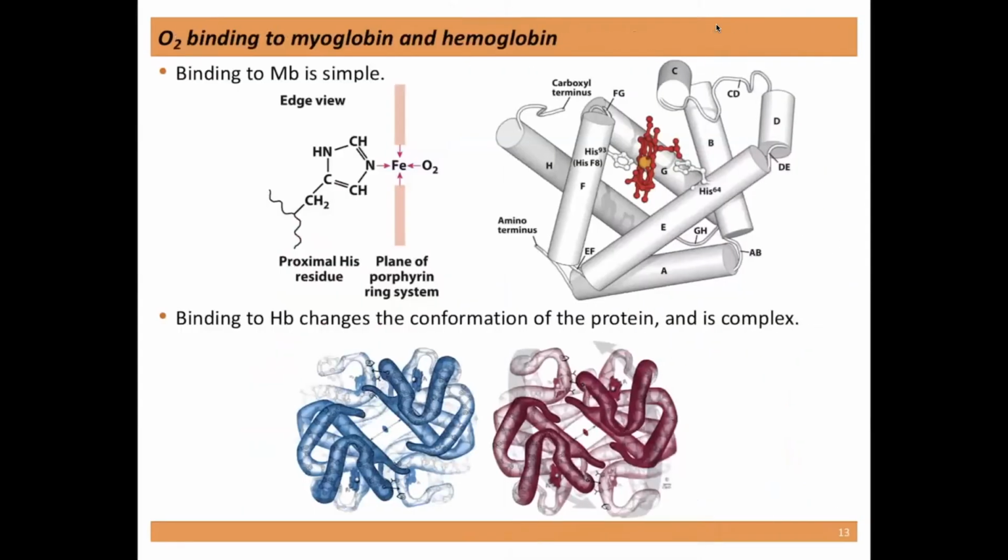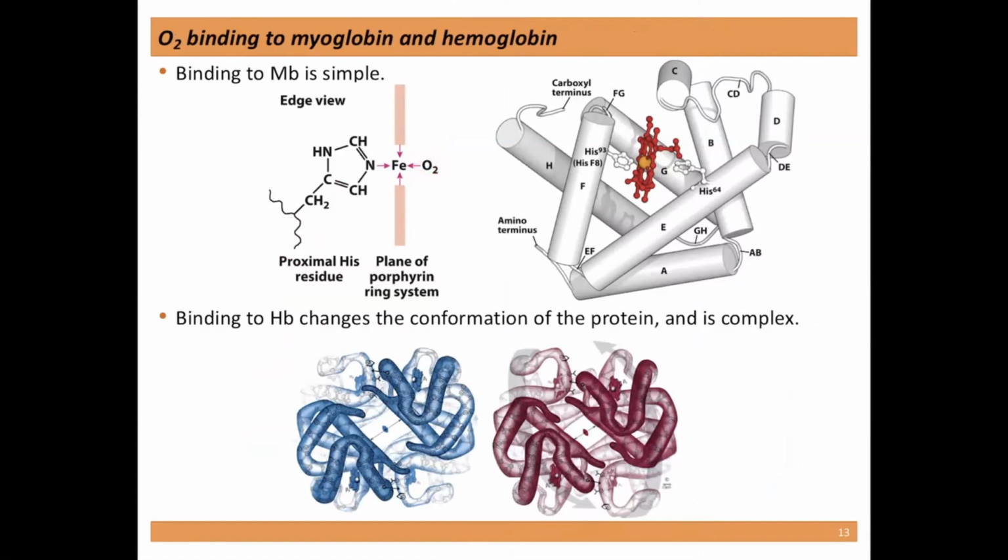Okay, so let's get back into hemoglobin and myoglobin. And how does it bind oxygen? So like I mentioned, you've got this heme group, and you've got a proximal histidine residue that's in close proximity. And then that allows one free coordination site for the oxygen to bind.